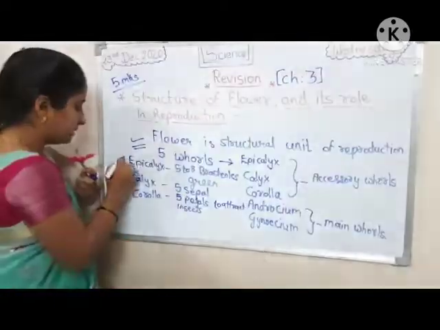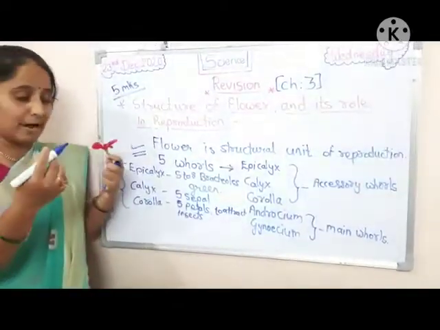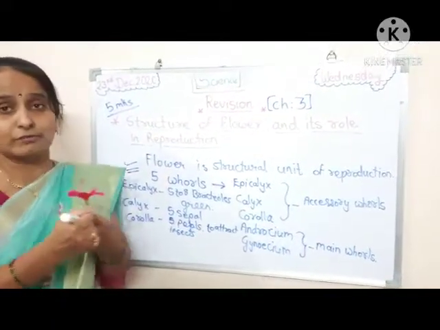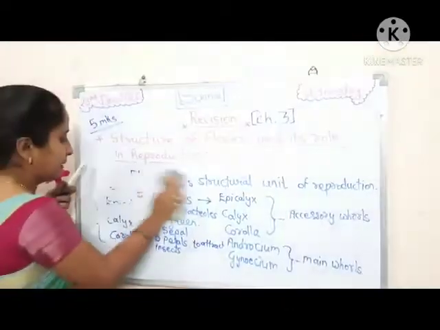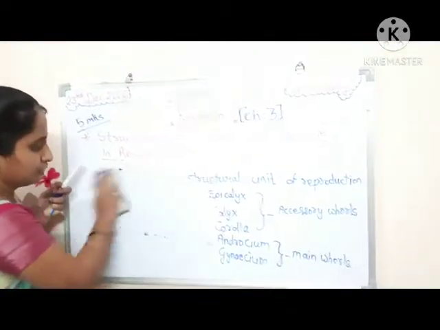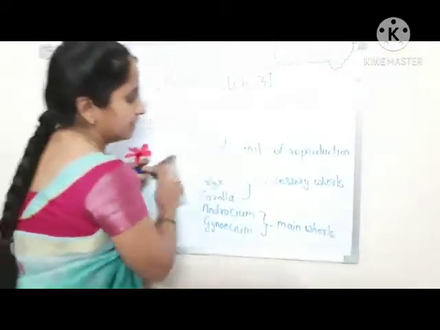Now these three are accessory whorls. Now we'll discuss the main whorls of the flower. The main whorls of the flower are androecium and gynoecium. Students, this part is very important.